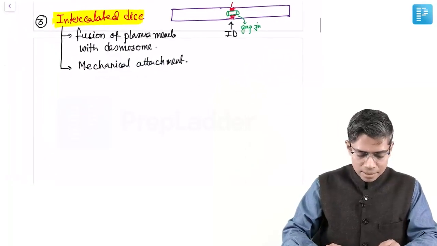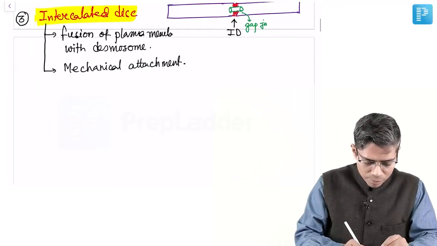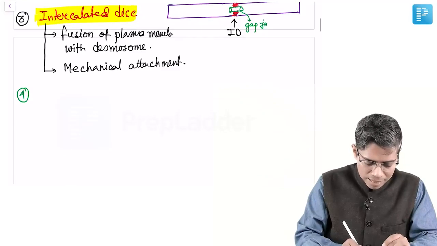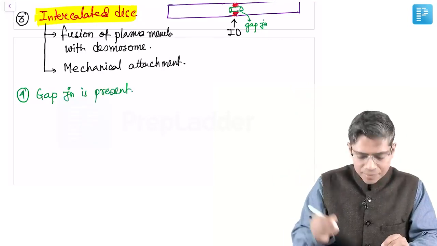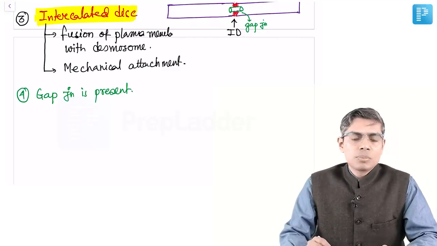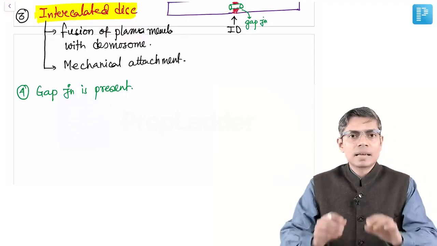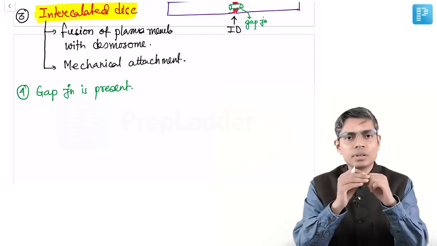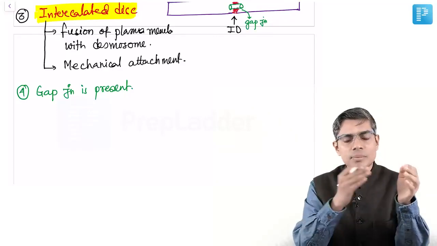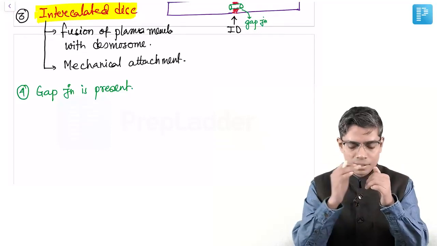So I'm writing here the next point, that is point number 4, presence of gap junction. Gap junction is present in case of myocardium cell. You know that gap junction is composed of connexin protein, and gap junction contains a channel pore through which small molecules like sodium, calcium can move from one cell to another cell, right?